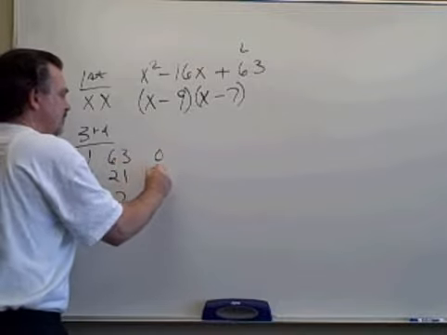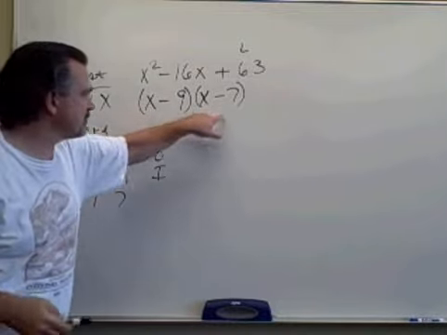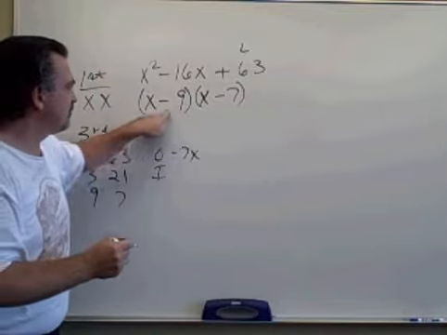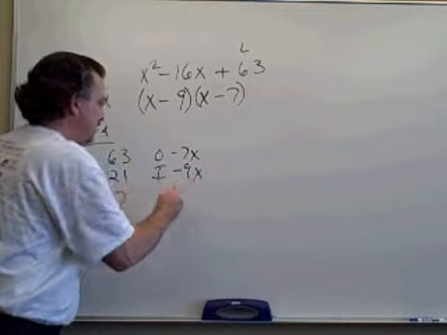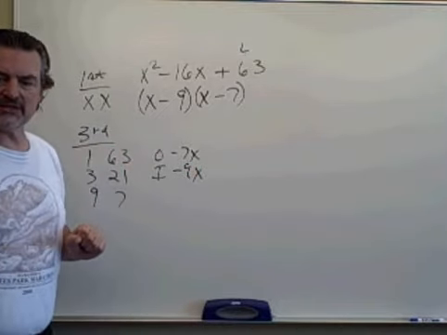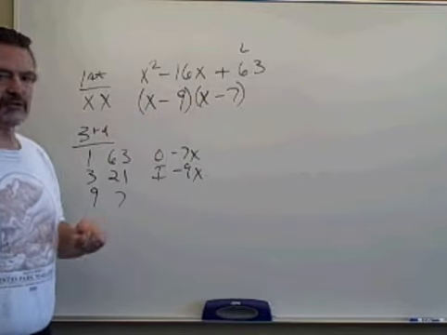Now, the O of FOIL, under this arrangement, is going to give us minus 7x, and the I of FOIL minus 9x. And indeed, those two terms combine to the minus 16x that we need. And this is our factorization for that trinomial.